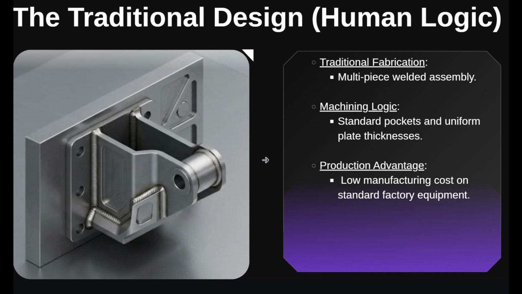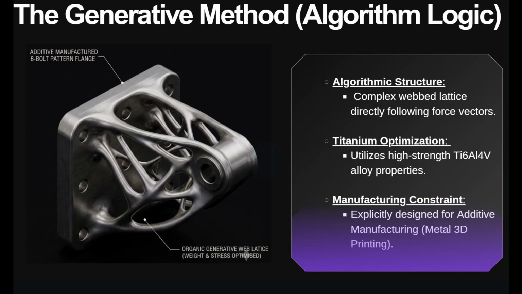Now let's see what happens when we throw out our traditional human assumptions and pass those exact same structural constraints into the Creo Generative Topology Optimization solver. Looking at the resulting model on the right, the visual difference is immediate and dramatic. The AI doesn't think in terms of flat plates, standard sheet metal, or welding paths. It treats the design space as a blank canvas, evaluating millions of load paths simultaneously.